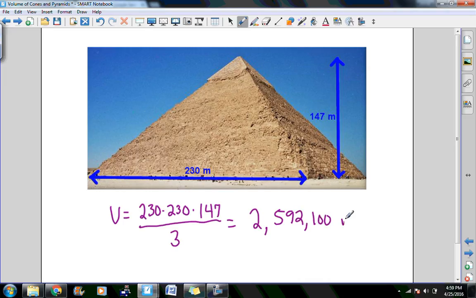2,592,100 cubic meters. So, if you have any questions about this, make sure you talk to me as soon as humanly possible. But remember, the major key here is the volume of a pyramid is a third of the volume of the matching prism.